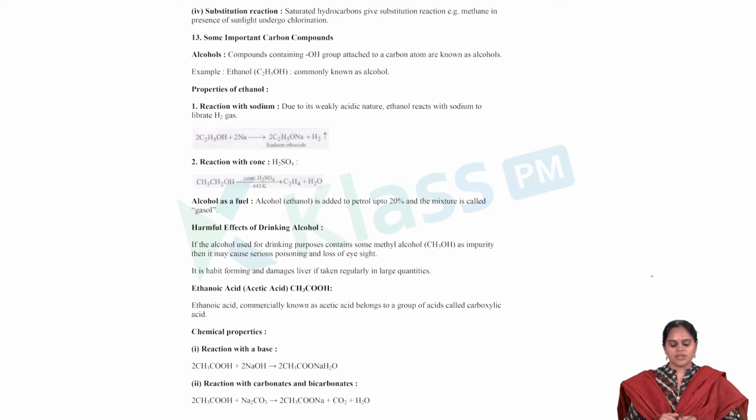Alcohol can be used as a fuel. In petrol, 20% of the mixture will be ethanol. What are the harmful effects of drinking alcohol? If we drink concentrated alcohol, it leads to death. Some impurities also give major injuries to sight, and other problems will come. Even the liver will be affected.